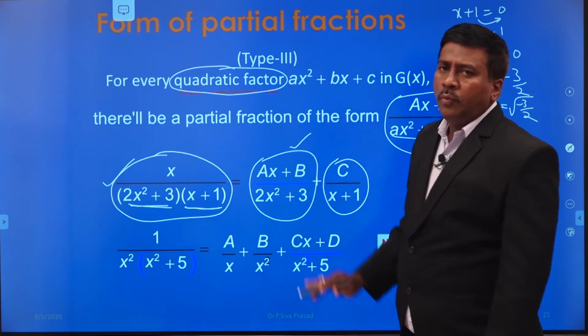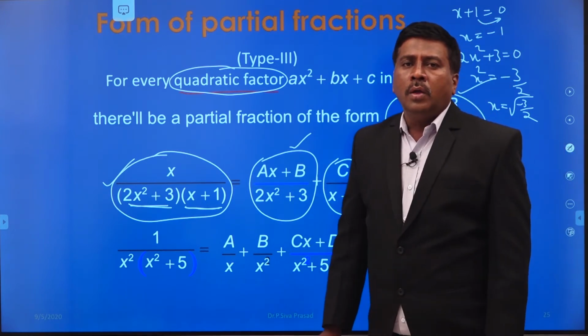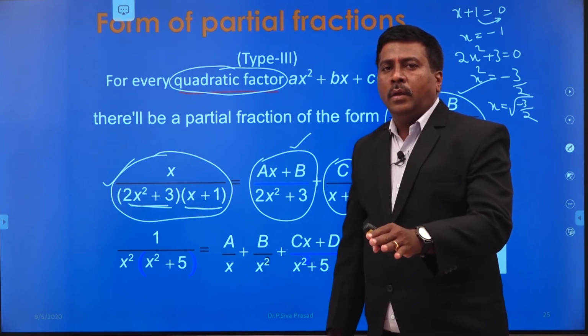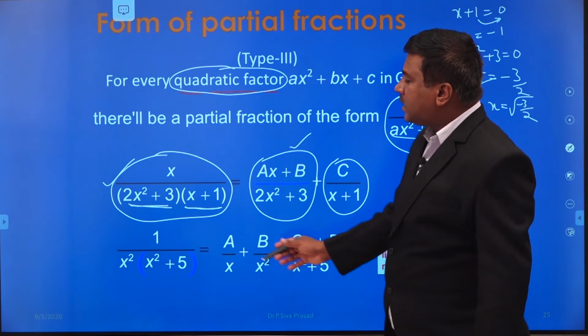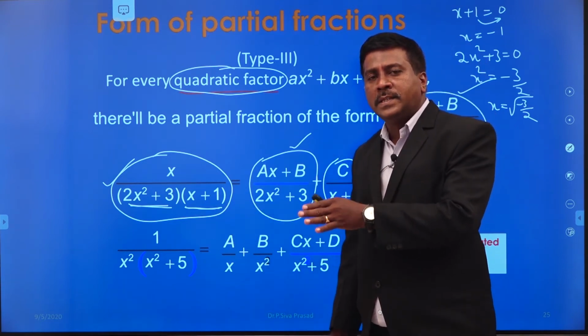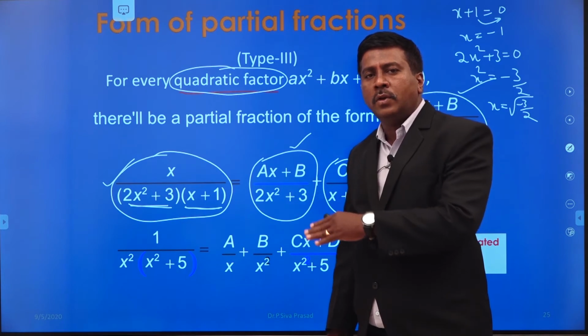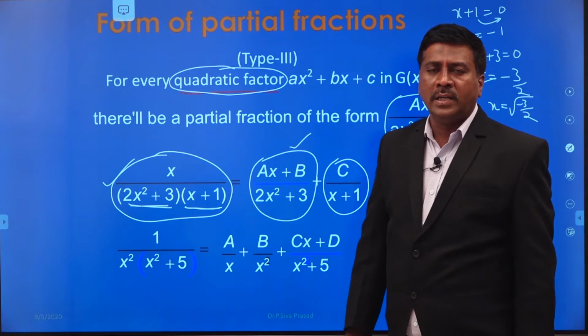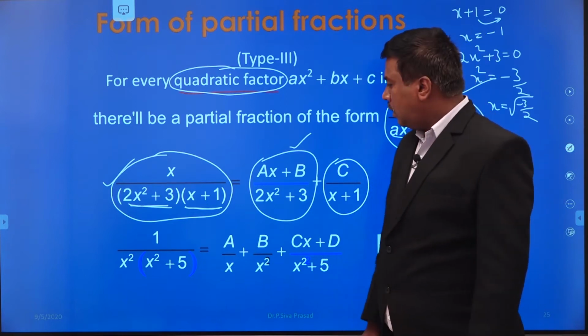Whereas in type 2, suppose the linear factors are repeated, then the partial fractions you have to consider are in the form of a by x plus 1 plus b by x plus 1 whole square plus c by x plus 1 whole cube. Likewise you have to consider. And also we have to practice many problems on that.